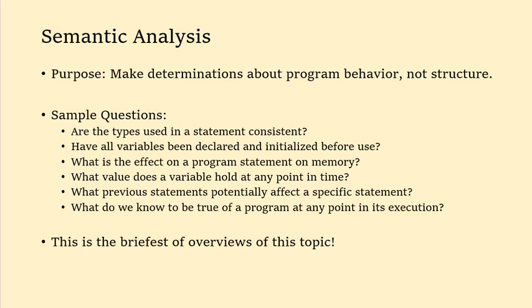What previous statements potentially affect a specific statement? This is a good one. So when you're doing debugging and you believe that there's a particular statement that is wrong, well, how did it get wrong? What were the statements prior to that that led up to that? In a very large piece of code, rather than going through the thousands of lines of code, if you have the ability to analyze what previous statements potentially affect the current statement that you're interested in, maybe you're going to only look at dozens of lines of code instead of thousands of lines of code.